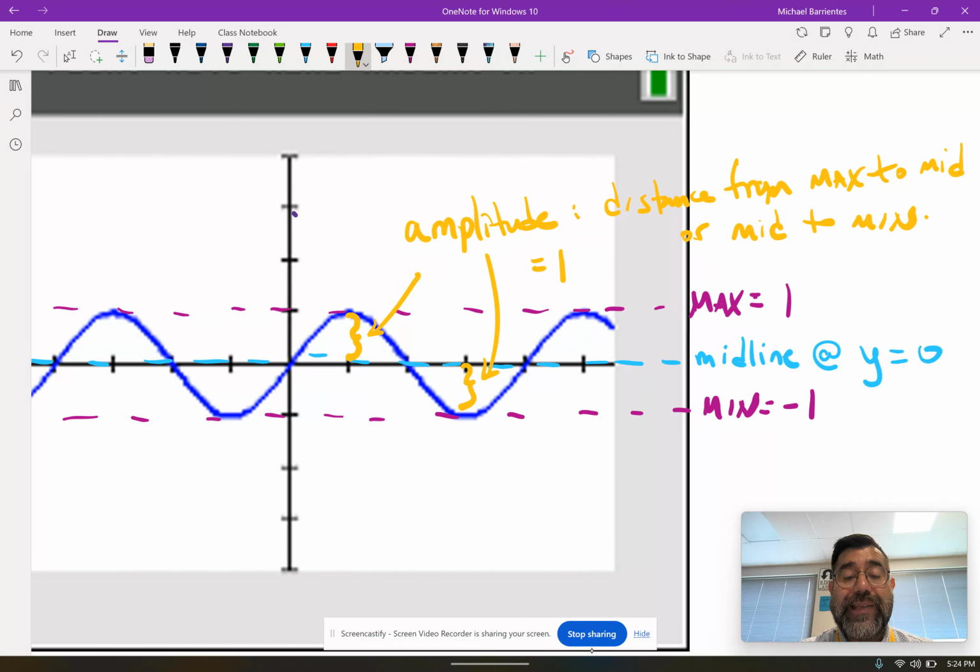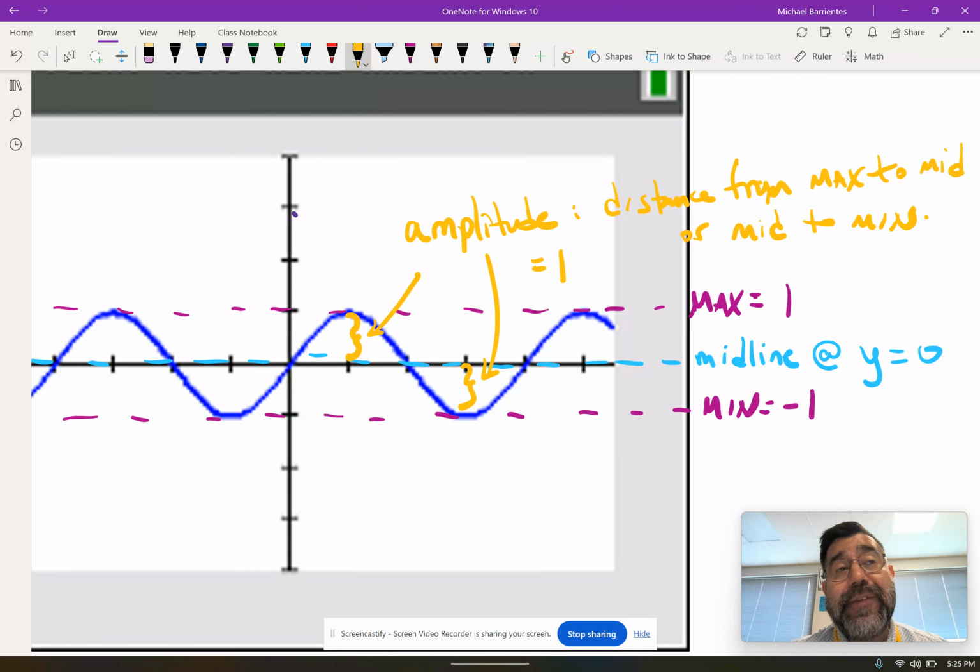But it's measuring the distance. Because it's measuring distance, amplitude is always going to be a positive value. Whereas the midline, because it's telling me a location, could be positive if I put the midline above the x-axis, or it could be negative if I put the midline under the x-axis. So those are four vocabulary words you need to know about the sine and cosine function graphs. They all have a maximum and a minimum, they all have a midline, and they all have an amplitude.